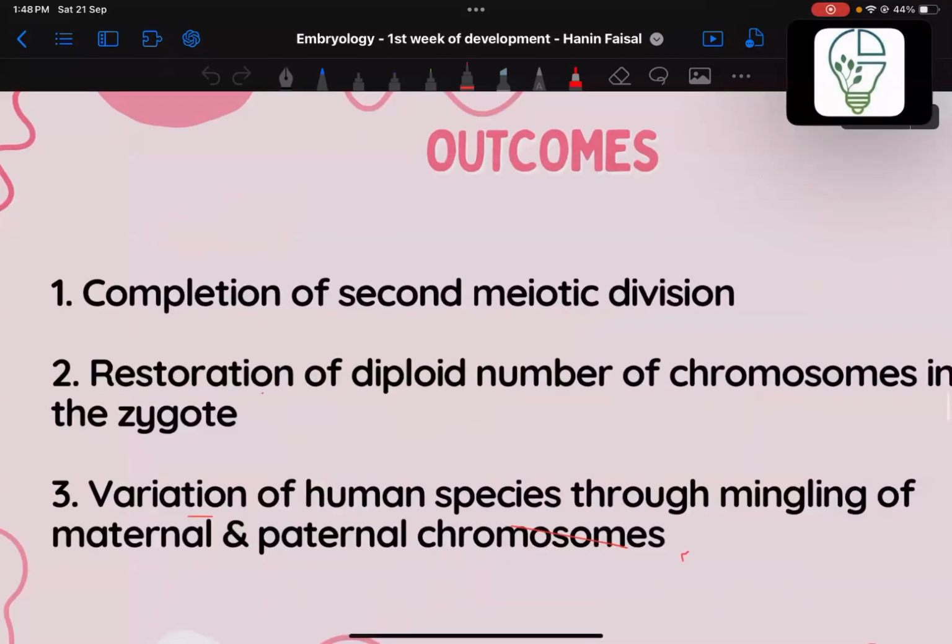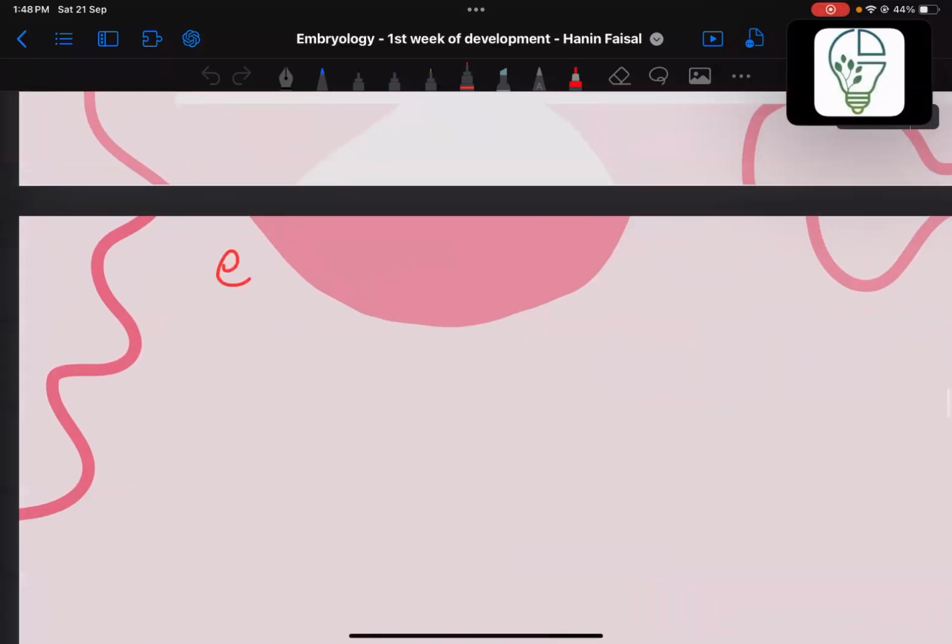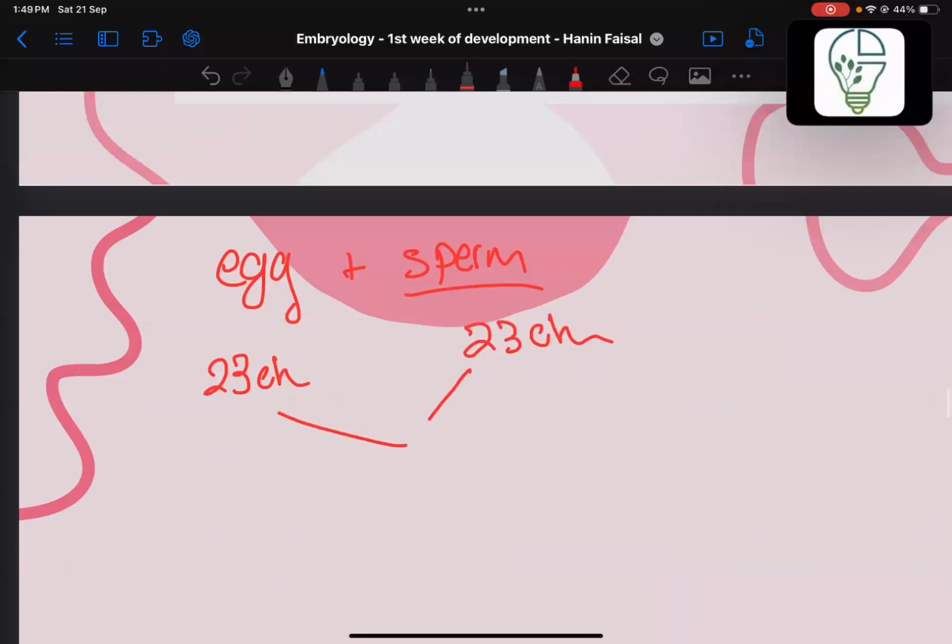Okay. The outcomes of fertilization. First thing, we said it's when the egg and the sperm fuse. The egg has 23 chromosomes, and the sperm has 23 chromosomes. When 23 and 23 join together, it's going to be 46 chromosomes, which is the zygote. This is the first outcome you get from fertilization.